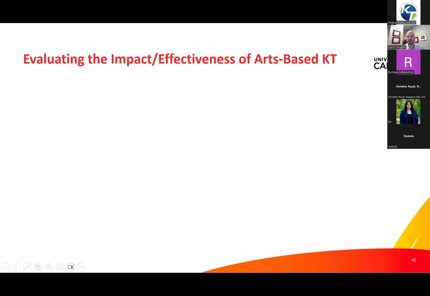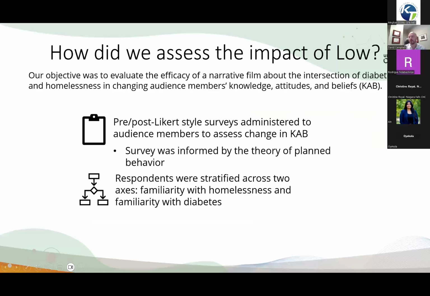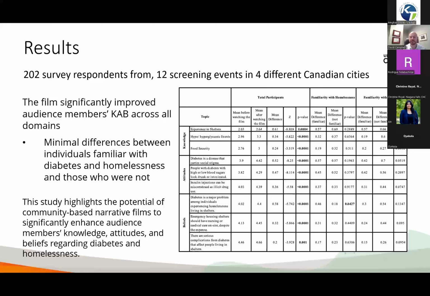Our group created a quantitative study to assess the changes in audience members' knowledge, attitudes, and beliefs by administering pre-post surveys to those who watched the film. We collected 202 surveys from 12 different screening events across the country. I won't go through all the details, but the p-values, all the way down on the left-hand side, the first p-value there, were significantly different.